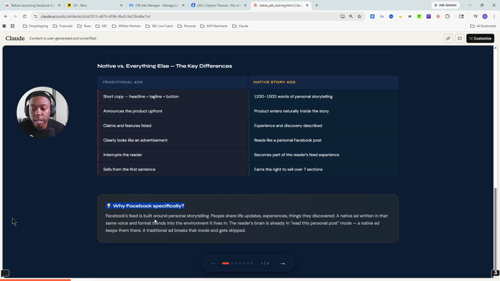Why Facebook specifically? Facebook feed is built around personal storytelling. People share life updates, experiences, things they discovered. A native ad written in that same voice and format blends into the environment it lives in. The reader's brain is already in read-this-personal-post mode. A native ad keeps them there. A traditional ad breaks that mode and gets people to skip.